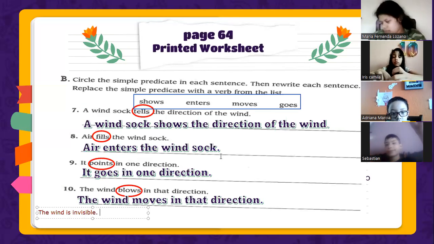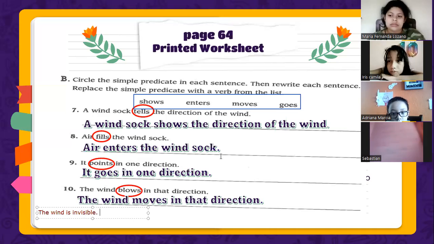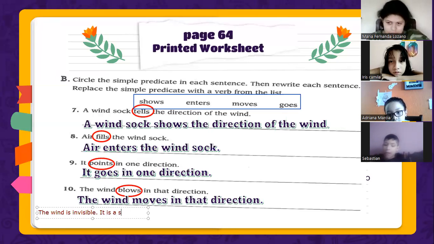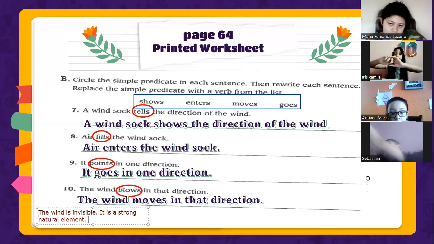Putting trees, well, not the wind, the air helps. And the wind, when it's raining or when it's cold, there is wind. It is a strong natural element. Yeah, it is strong, right?